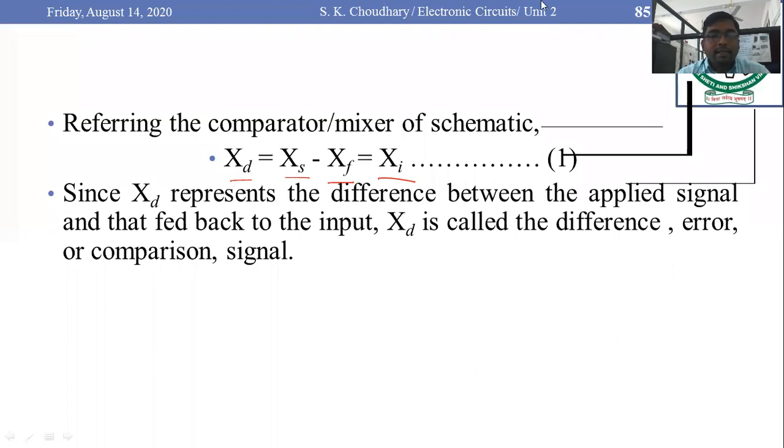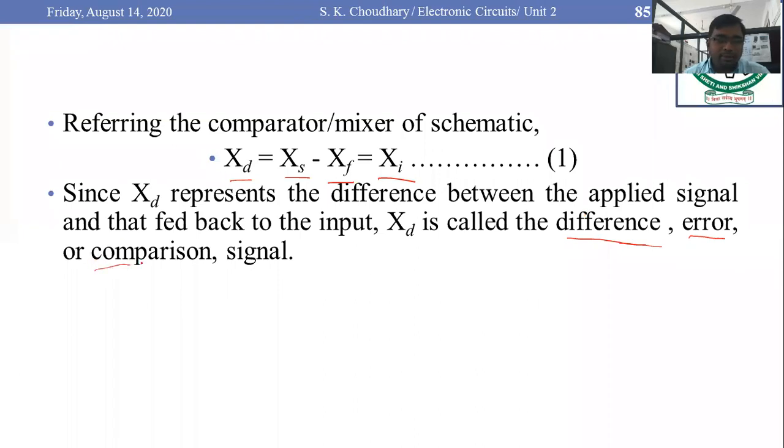Okay, so XD represents the difference between the applied signal and the feedback signal. That's why XD is called a difference signal. It has different names. You can refer to it as a difference signal or error signal or comparison signal, whatever. There are different names in the literature.